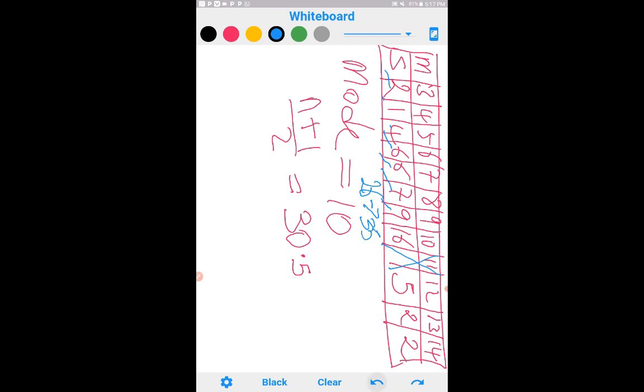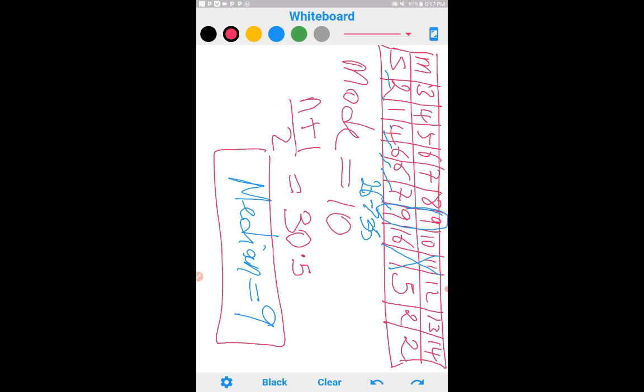So what happens is, it means that the 30th and the 30.5th item is here. So what does it mean? The median is 9. So this is our answer. Median equal to 9. Okay, so we'll go to the next question.